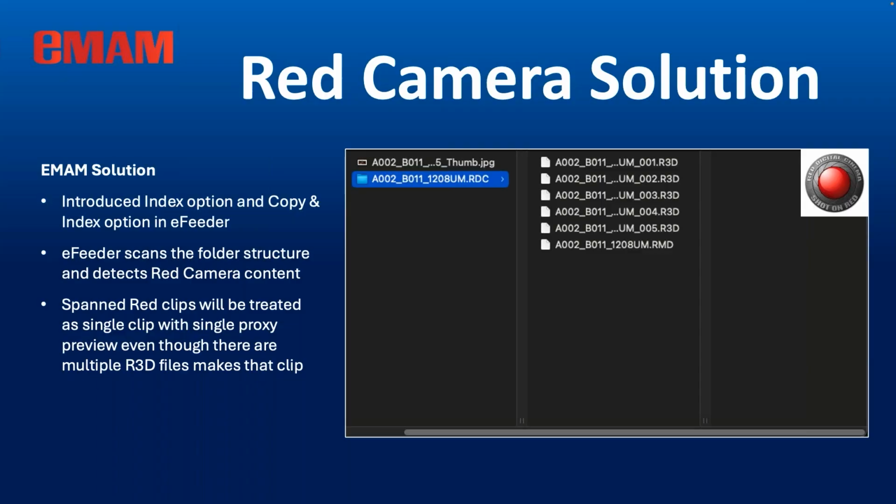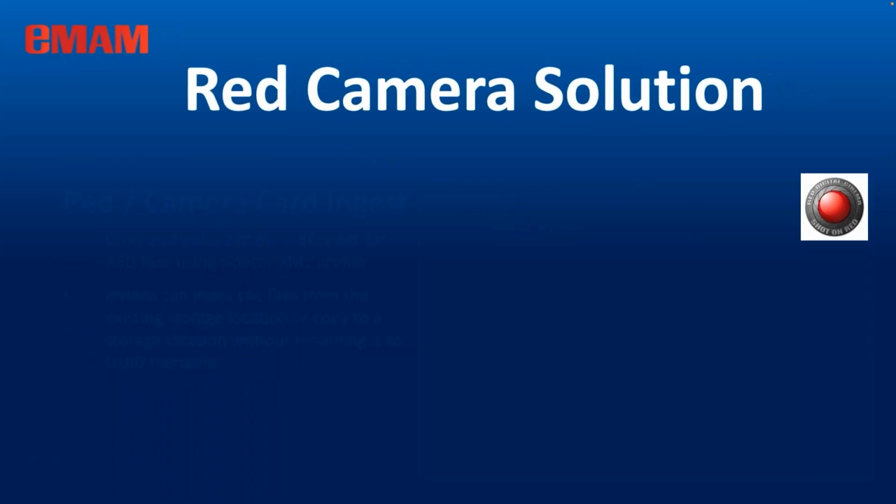And we have an application called eFeeder. Now, eFeeder then scans that folder structure, detects that it is Red camera content. So that's the very first thing. So when we go in and look at the eFeeder, you'll see that when we select a folder, it'll then understand that it is Red clips, and then all of those clips can be treated as a single file that we're going to then transcode and create that proxy so you can preview. But again, maintaining that structure of the R3D files, file folder structure, and so on. And the main thing is that you can then edit that content in your editors there as well.